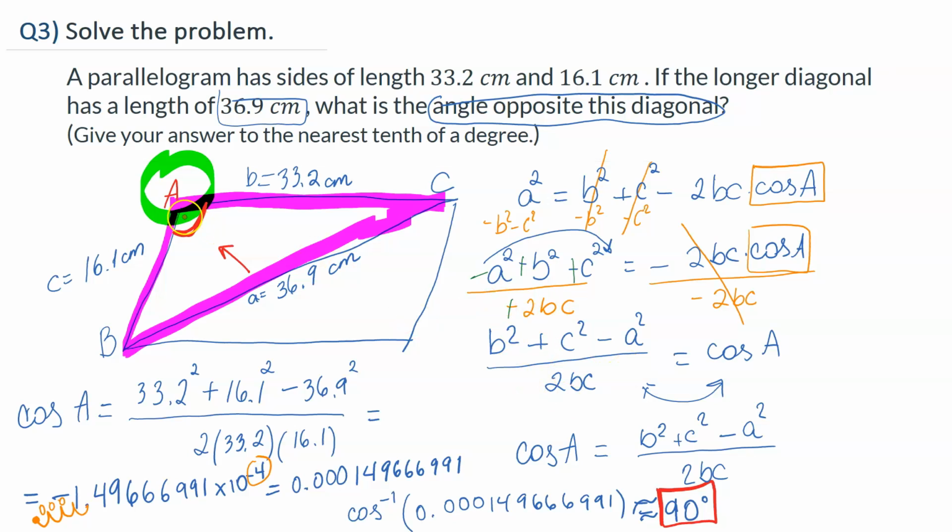So basically, since angle A is 90 degrees, that makes this parallelogram a rectangle.